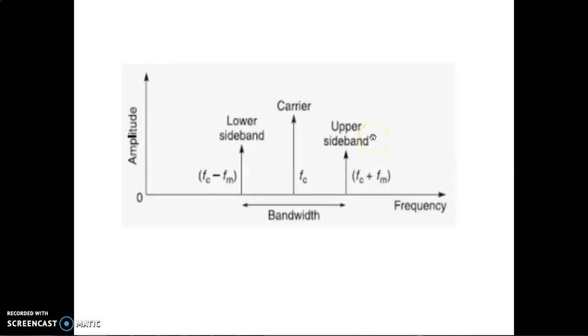This is the spectrum of amplitude modulated wave. It contains three components. First one is the carrier with a frequency Fc. Fc indicates the carrier signal frequency. This is the upper side band whose frequency is Fc plus Fm. Here Fm is the frequency of the message signal. Another component is the lower side band whose frequency is Fc minus Fm. The difference of Fc plus Fm and Fc minus Fm gives the bandwidth of the spectrum.